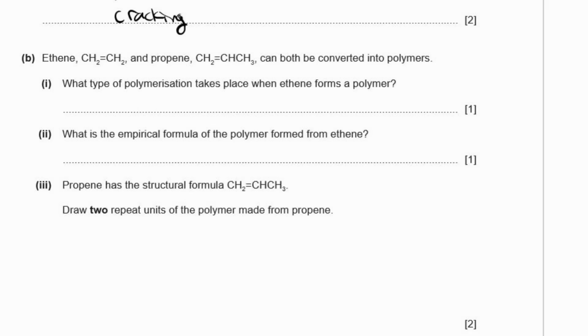B. Ethene, CH2CH2, and propene, CH2CHCH3, can both be converted into polymers. What type of polymerization takes place when ethene forms a polymer? Basically, it's creating a polymer around a double bond. That is addition. So it's addition. What is the empirical formula of the polymer formed from ethene? Remember, empirical formula means the most simple formula. Okay, so the molecular formula for ethene is C2H4. If you were to make that the simplest form you possibly can, you would divide each number of these by 2. So that's just CH2.